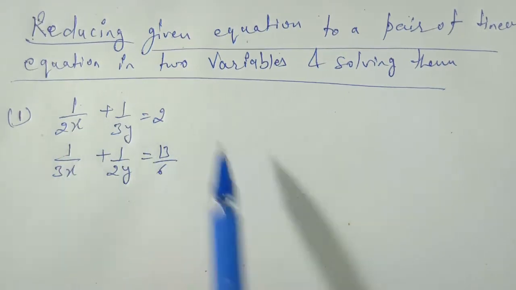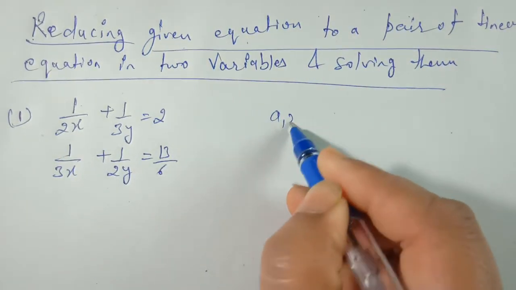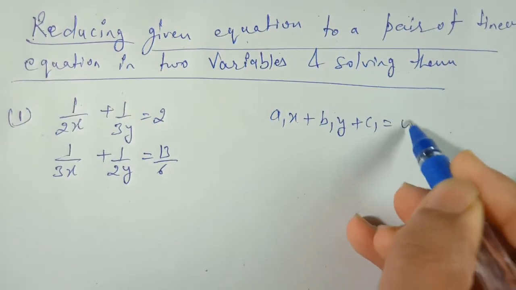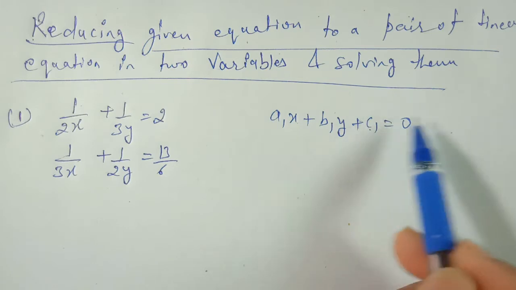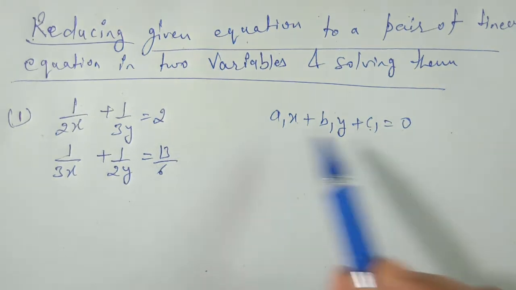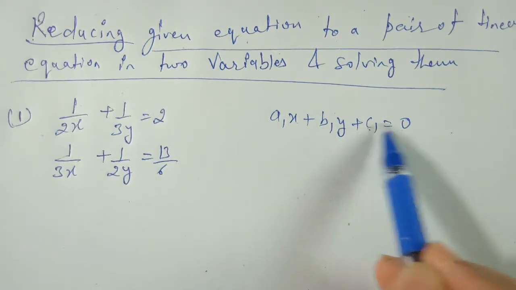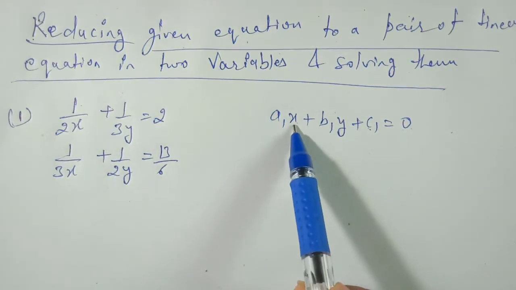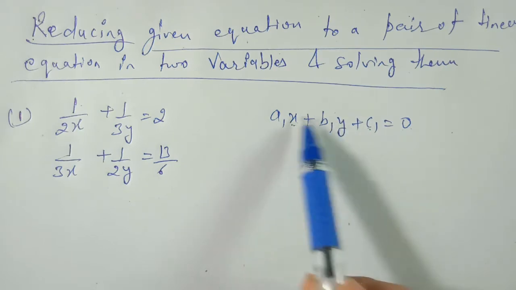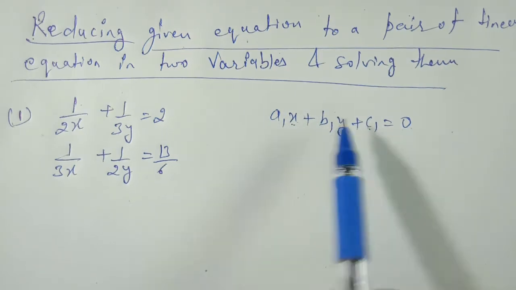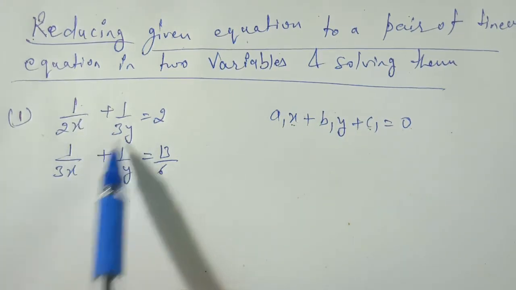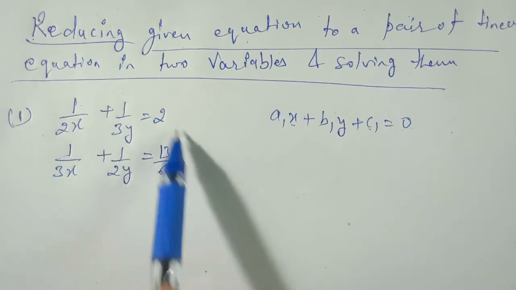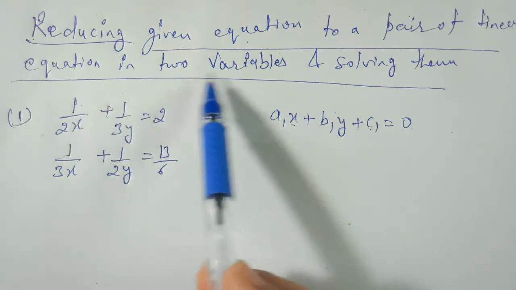First, let's see. We know that the general form of a linear equation is a1x + b1y + c1 = 0. c1 may be here, or in the given equation it may be on the left hand side or on the right hand side. What we are observing is that x and y are in the numerator, but in the given equations x and y are in the denominator places. So that's why they are not called linear equations in two variables.